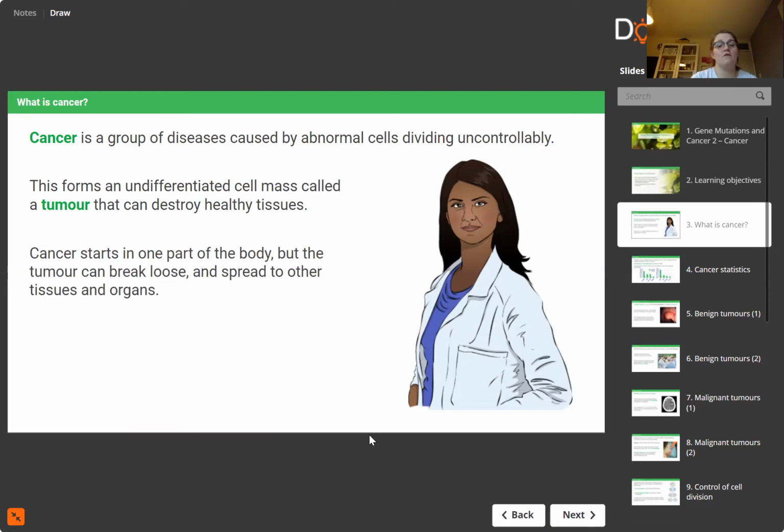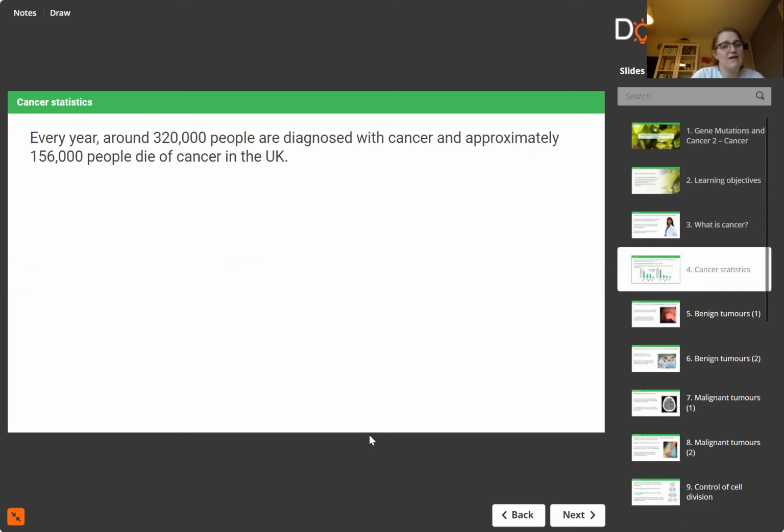Cancer will start in one part of the body, but our tumor can break loose, it can break off, and then it can spread to other tissues and organs. So once it's in a different part of the body, it metastasizes and it grows somewhere else. And it's not a single disease, and there's no single cause or cure for cancer. So every year there's around 320,000 people diagnosed with cancer, and approximately 156,000 people die of it in the UK.